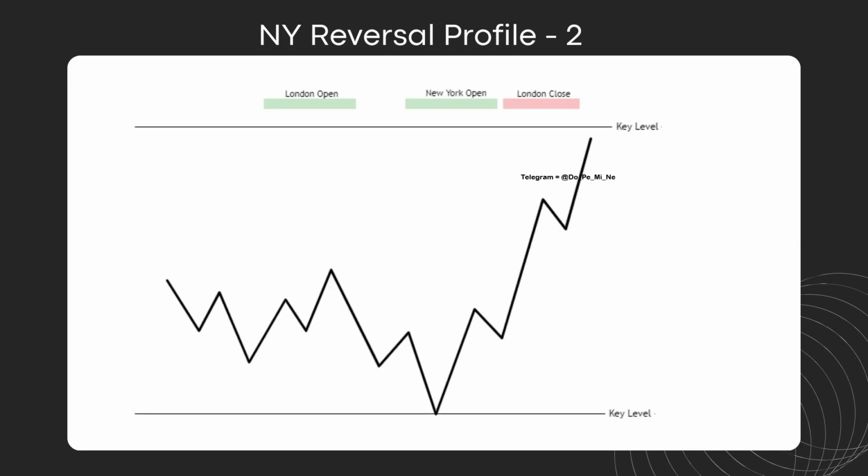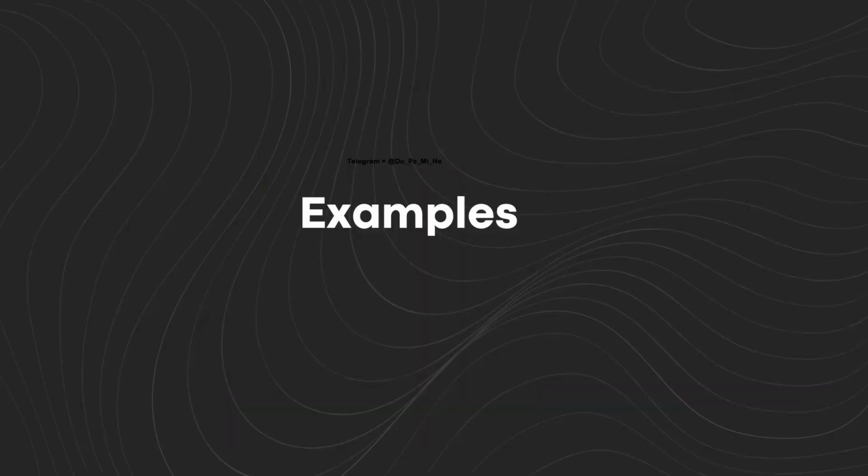And this is how it would look based on lower time frame market profiles. Price ranges the whole first half of the day without any significant move, and then during New York it has a manipulation profile, and then after testing that key level it expands higher, which looks like a reversal on the higher time frame. Now let's discuss some examples before we end this chapter.